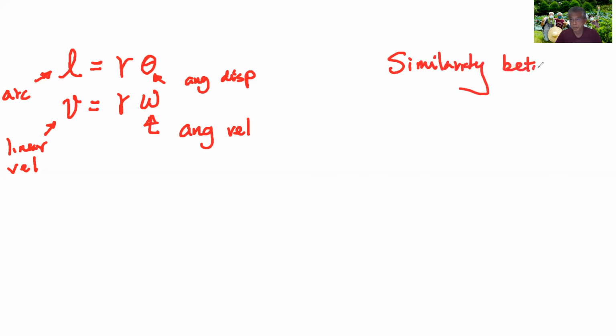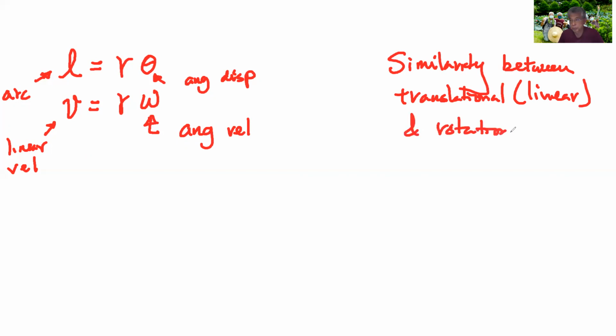between translational, 移动, or you can call that linear. Sometimes they use the term linear, so going in a straight line, between translational and rotational motion. You can see the formulas are quite similar.